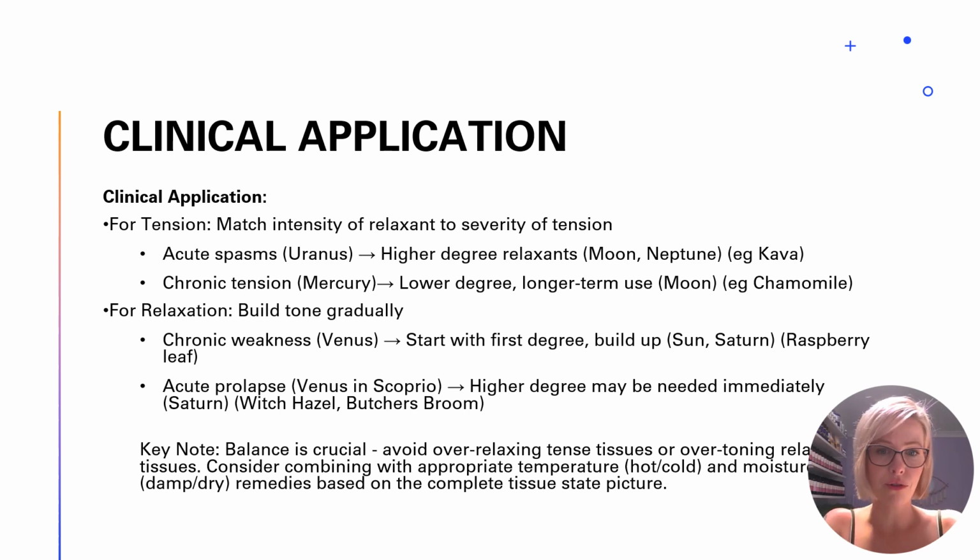And balance is crucial. Avoid over-relaxing tense tissues or over-toning relaxed tissues. Consider combining with the appropriate temperature, hot and cold, and moisture, based on the complete tissue state picture. So I think that makes a lot of sense. If someone's warm, cool them off. If someone's tense, help them relax. You're just treating with the opposite.